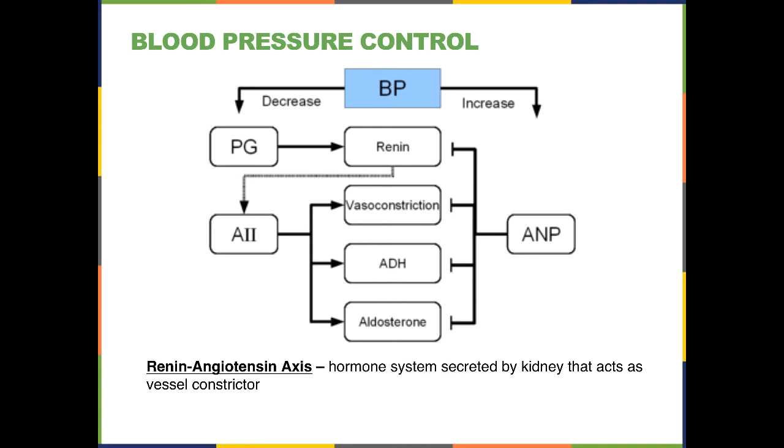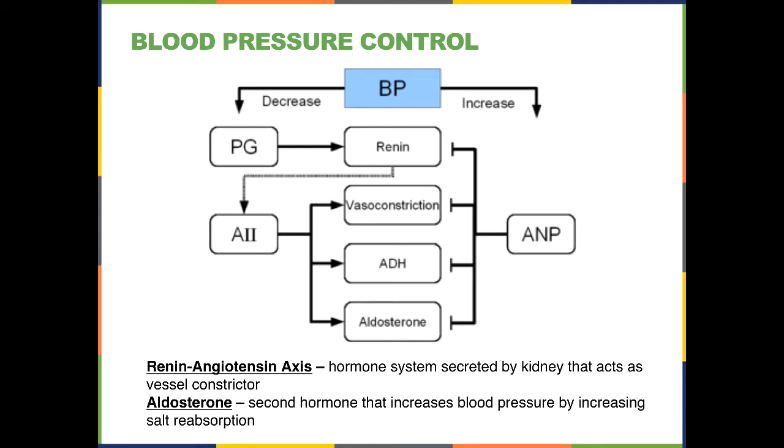This is the renin-angiotensin axis, and this is the hormone system centering in the kidney that acts as a vascular constrictor to keep the blood pressure up. Aldosterone, as you know from our hormone lecture, increases the blood pressure by increasing salt reabsorption, along with ADH, which causes increased water reabsorption.